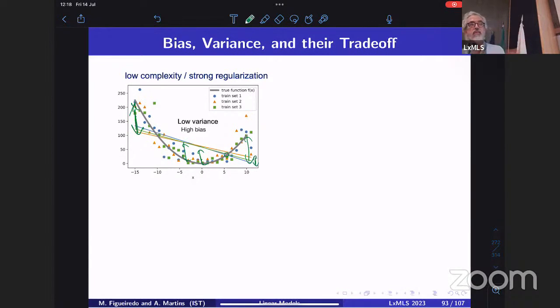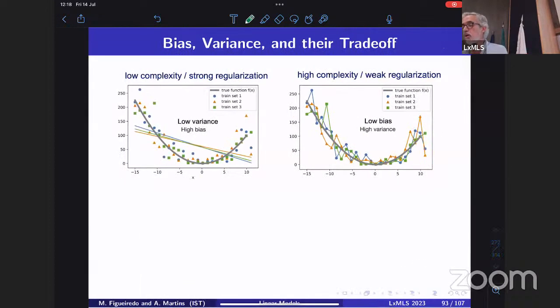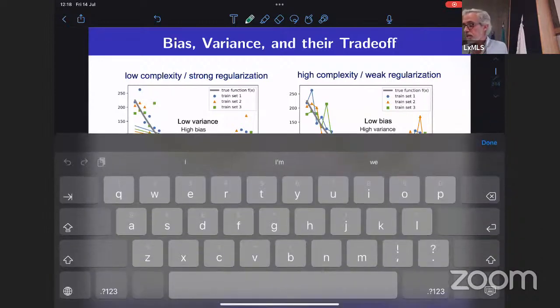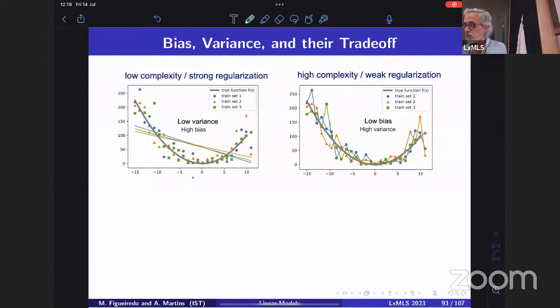Now, instead of just a straight line, let's fit a high order polynomial, with order as high as the number of points. You get those functions there. With three different data sets, you get those three different functions, the green, the orange, and the blue. This has very low bias. On expectation, the points of these functions are almost exactly on top of the true function. But there's a lot of variance. Different functions are very different from each other. At some points, they are really, really different. So for example, this function is here, this function is here, this function is here. So there's a lot of variance around the true function.